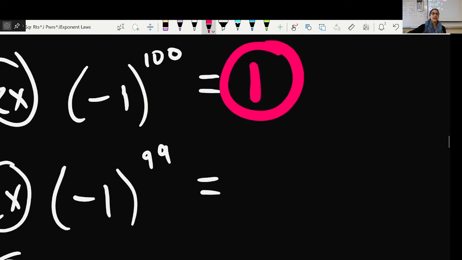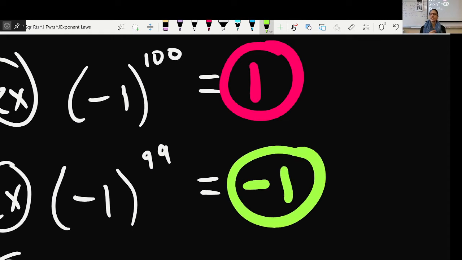Okay, so then let's compare with the next one. For this next one, negative 1 to the 99, is the answer going to be positive or negative? Negative 1 to the 99. Is 99 odd or even? Oh, you can tell it's first thing in the morning. Is 99 odd or even? Odd. So then is the negative still going to be in the answer? Yep. So the answer is going to be negative. And what's 1 to the power of anything? Itself. So negative 1 would be the answer in that case.